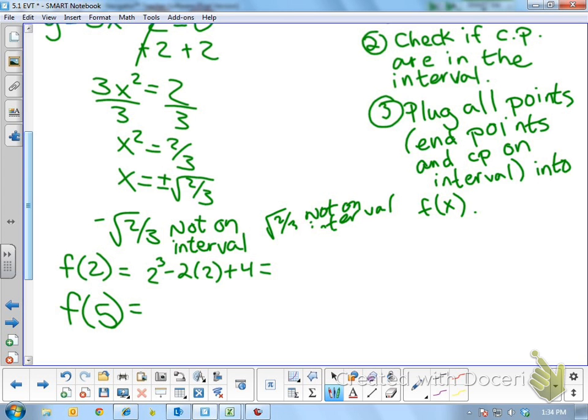So what would change if those points were to exist on the interval? The critical points? Nothing, we would just have more to plug in. We'd have to put in f of square root of 2 over 3, f of negative square root of 2 over 3. And then only 2 of them are your final answer.